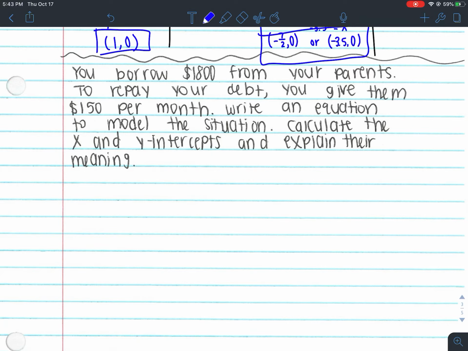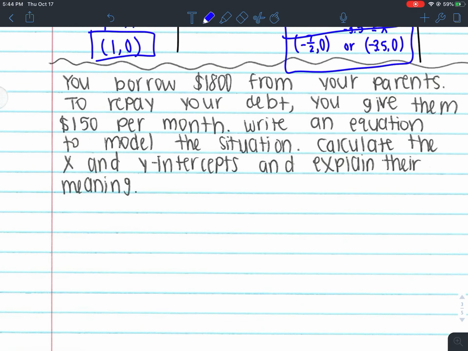All right, our very last example here is a word problem. It's because you will see word problems and you will be asked to find the x and y intercept of those word problems. You borrow $1,800 from your parents. To repay your debt, you give them $150 per month. Write an equation to model the situation. Calculate the x and y intercepts and explain their meaning.